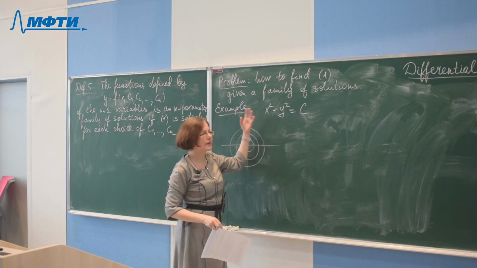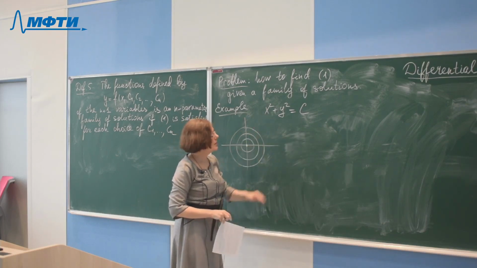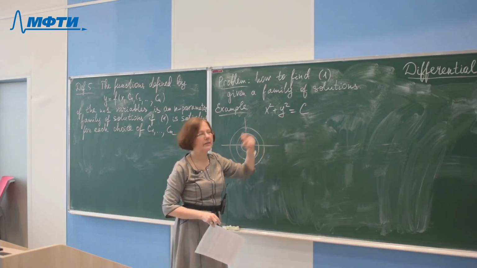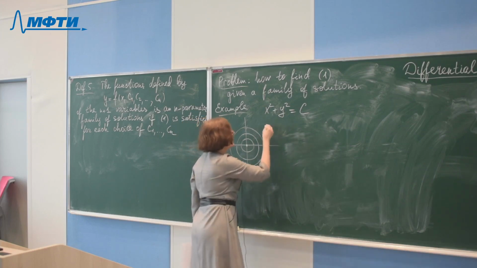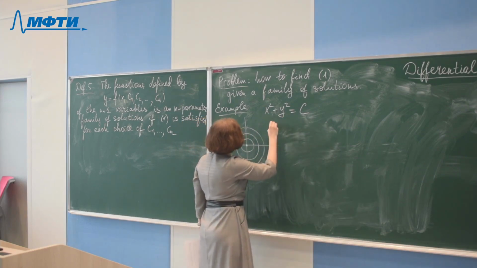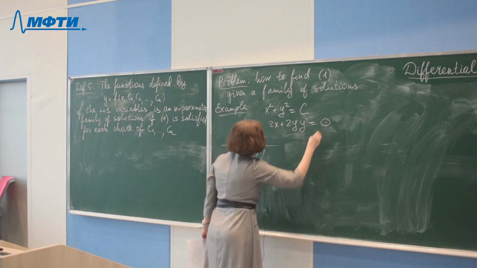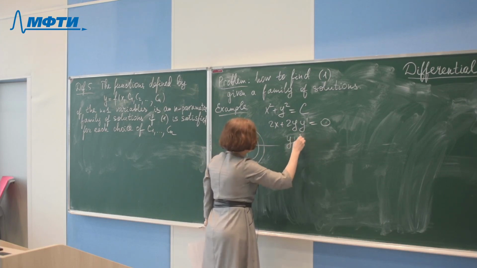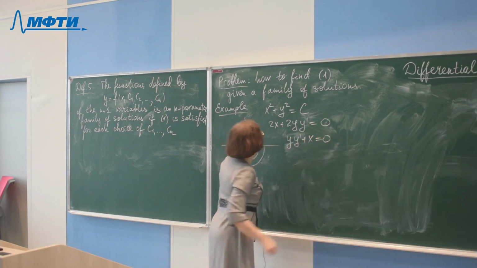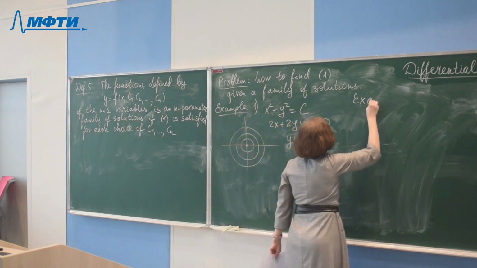And now to create a differential equation with this solution, we should just differentiate this equation implicitly, and we will get 2x plus 2y y' equals 0. And so the required equation will be y y' plus x equals 0. Right? So this is example number 1. And example number 2.